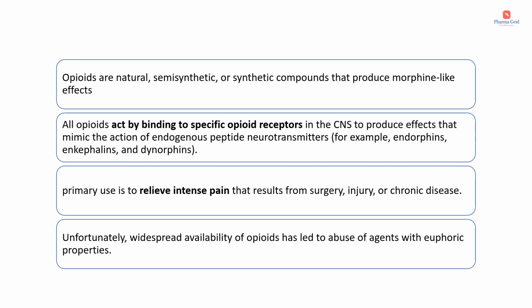The primary use of these opioids is to relieve intense pain that results from surgery, injury, or chronic disease. Unfortunately, widespread availability of opioids has led to abuse of agents with euphoric properties.